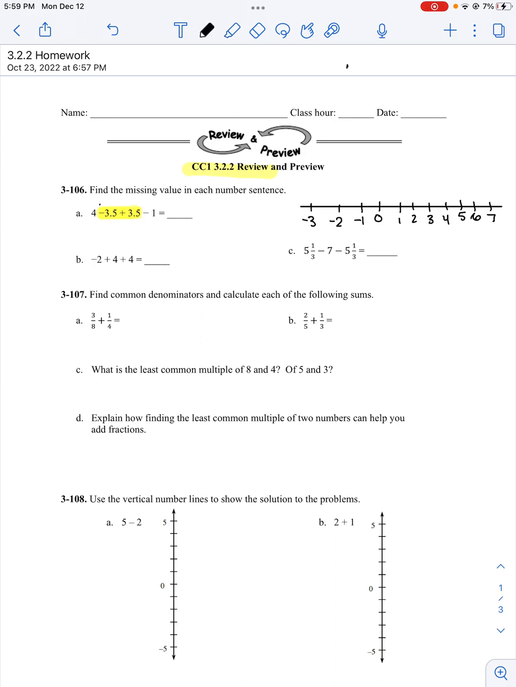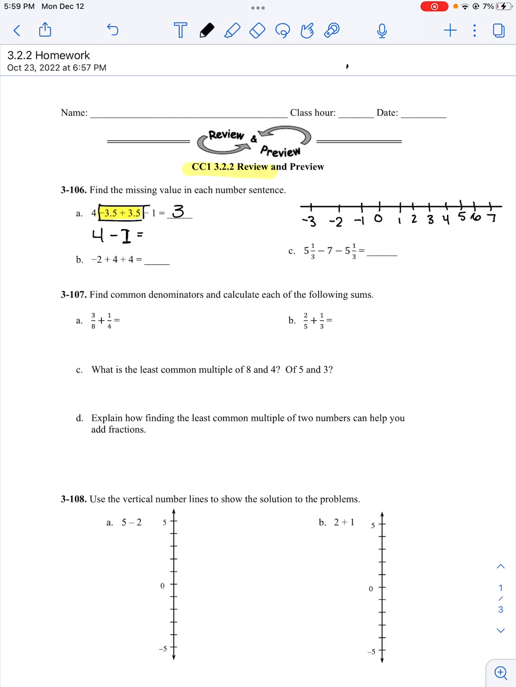Now, if you remember, when we were talking about opposites, if I go one place and go backwards the same amount, I end up back where I started. In this instance, if I subtract something and add it right back in, I end up back where I started. So this is the same thing as saying 4 minus 1, which is 3.